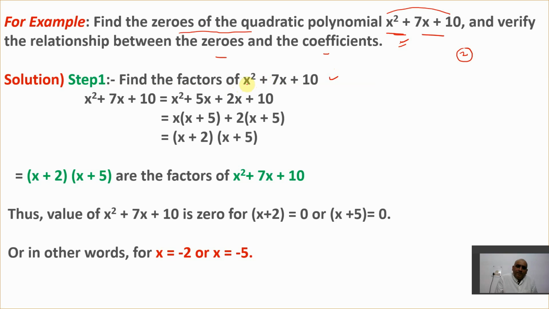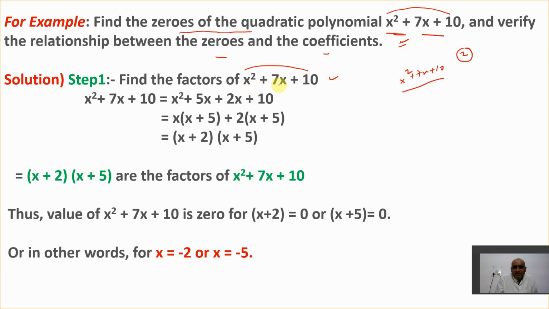Because I cannot put any random value in x square plus 7x plus 10. Let's say I put x is equal to 1, I have to check whether it becomes 0 or not. X is equal to 2, I need to check whether it becomes 0 or not. So there can be so many values. So how do I find it? First of all, I need to find the factors here. We have studied in earlier classes how to find the factors, so I'm not going to explain it in detail, but just have a quick glance.